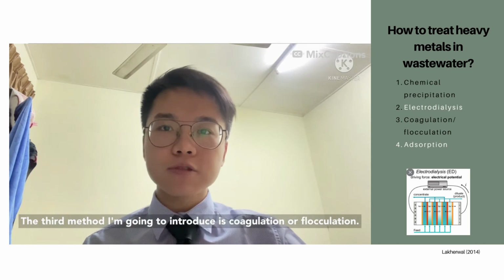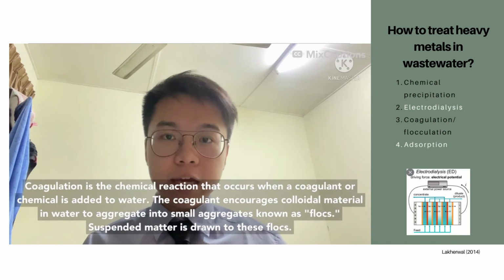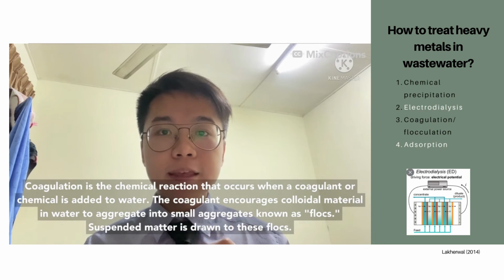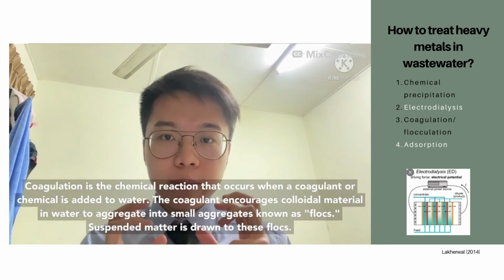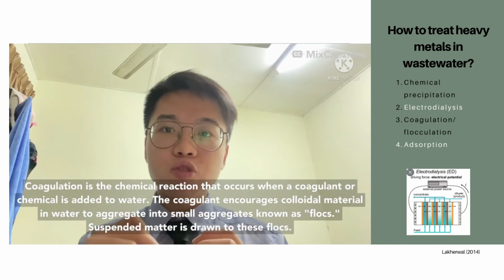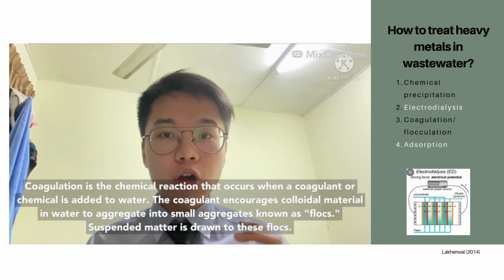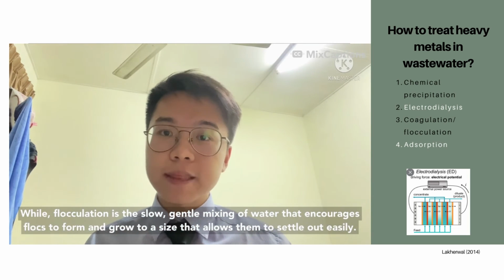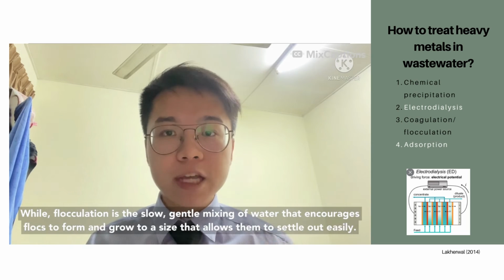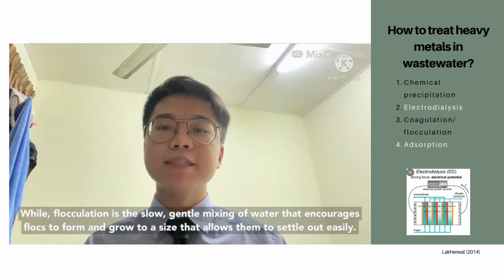The third method I'm going to introduce is coagulation or flocculation. Coagulation is the chemical reaction that occurs when a coagulant or chemical is added to the water. The coagulant encourages the colloidal material in the water to aggregate into small aggregates, which are known as flocs. Suspended matter is drawn to these flocs. Flocculation is the slow, gentle mixing of water that encourages the flocs to form and grow to a size that allows them to be settled out easily.